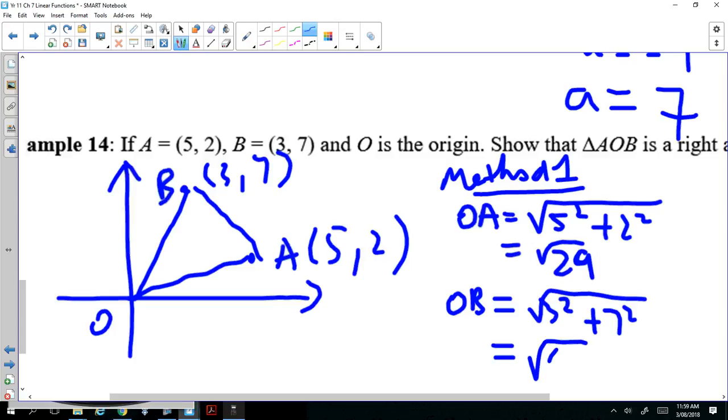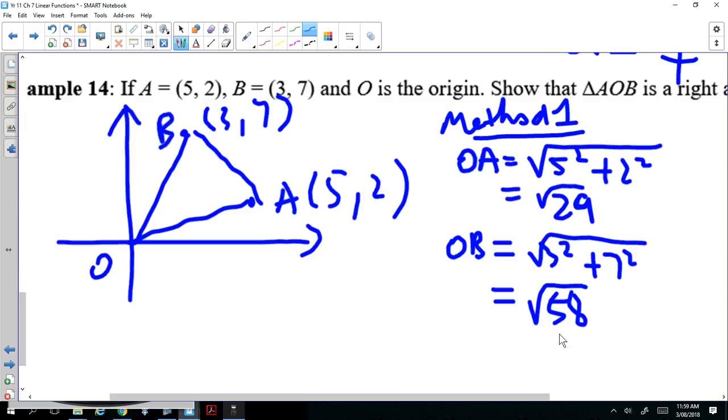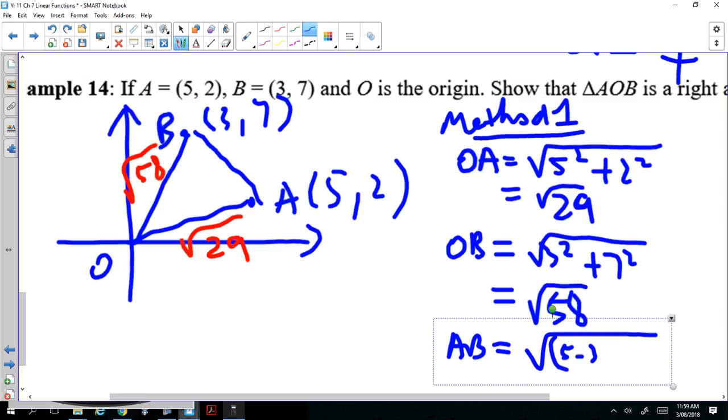The length of AB, I leave the working to you. So you go 5 minus 3 squared plus 2 minus 7 squared. And that will be 4 squared plus 5 squared, 16 plus 25, 5 minus 3, 2 minus 7, 25 plus 4. So you get root 29 as well.